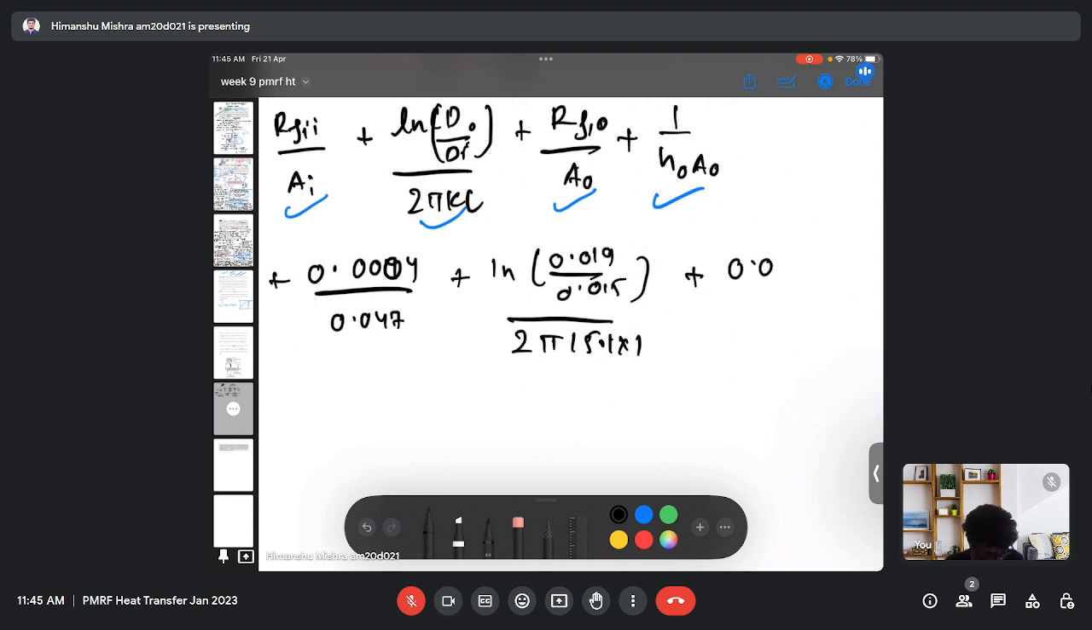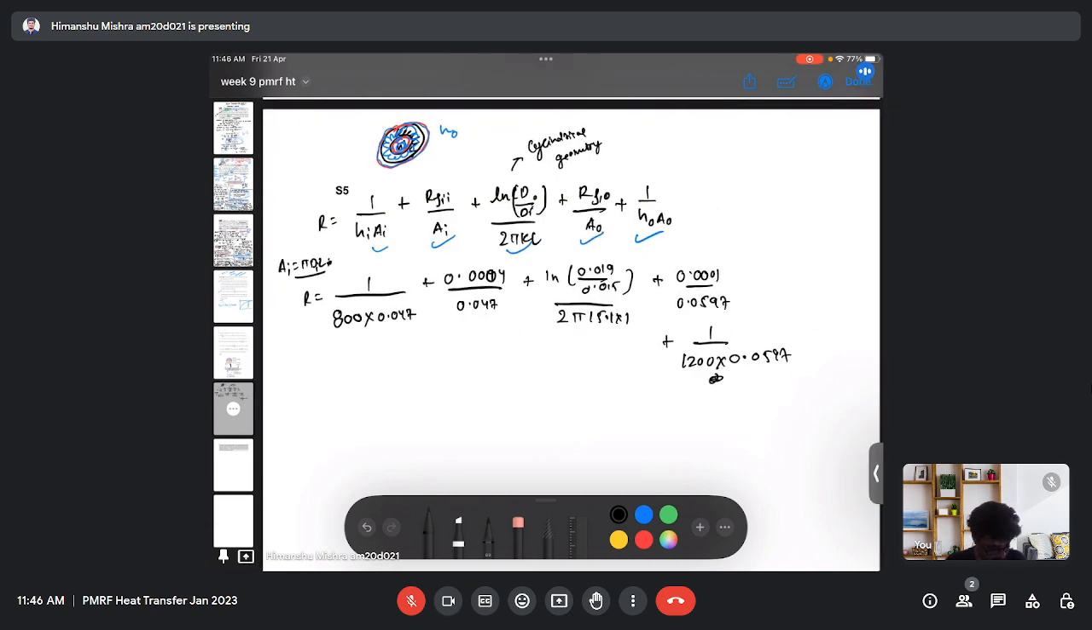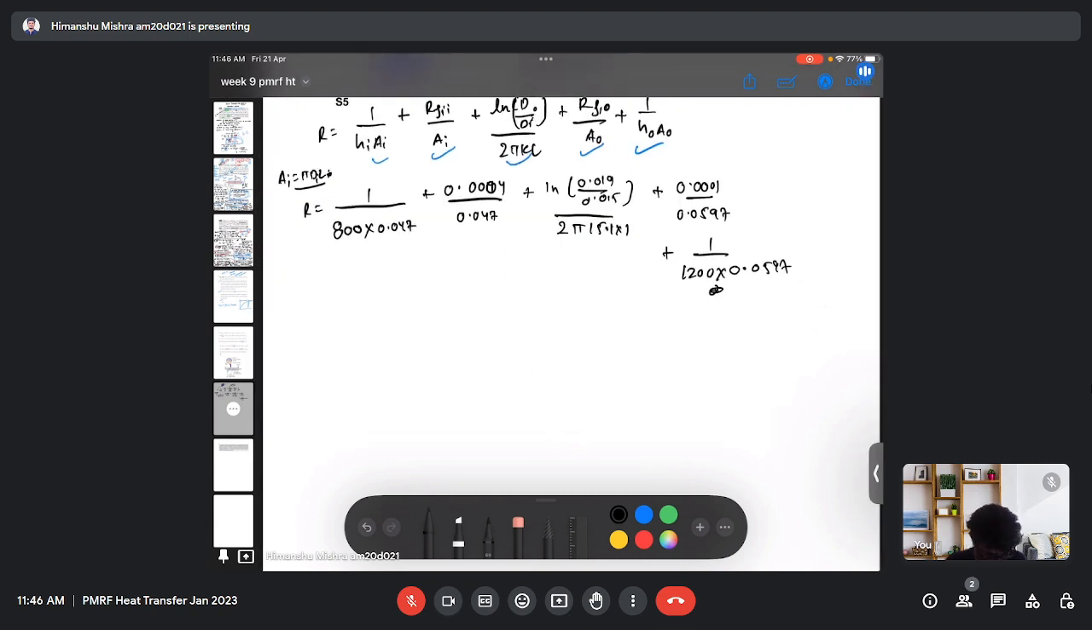My outside fouling factor is this. So my outside area using pi d L. This is my outside heat transfer coefficient. So this is my resistance.